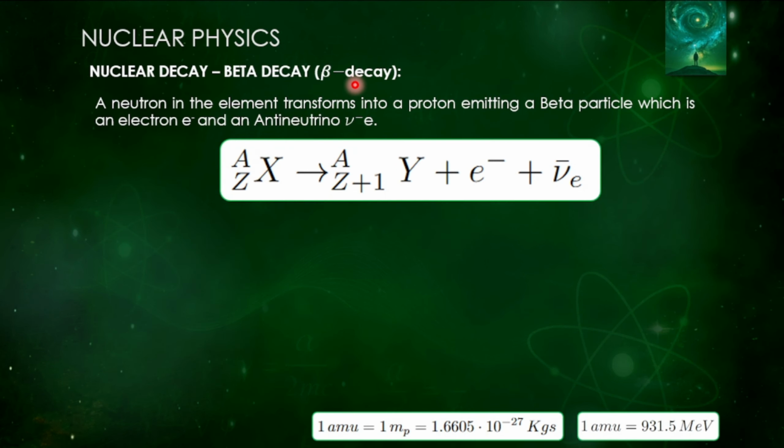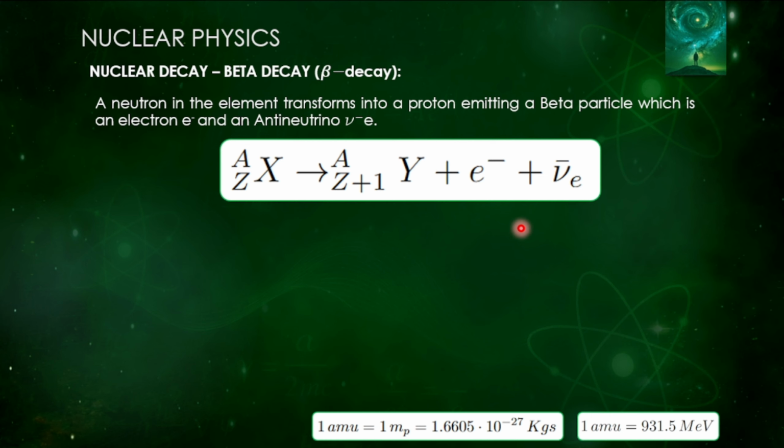Beta decay, or beta minus decay: in such a case, a neutron within the element in this nuclear process transforms into a proton, adding up the positive charges of the generated atom. That's why in the product the atomic number is increased by 1. But as a result, to achieve equilibrium, it also emits a beta particle, which is an electron or negatron, plus an antineutrino, designated by this symbol, nu bar E.